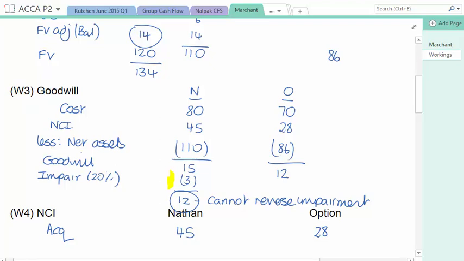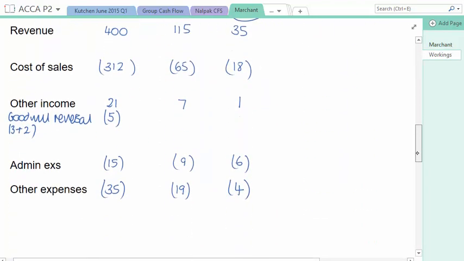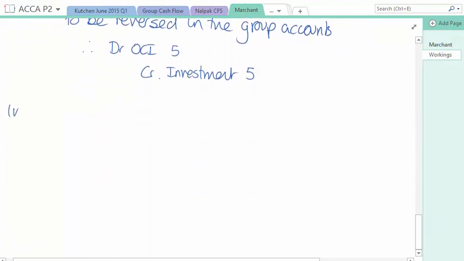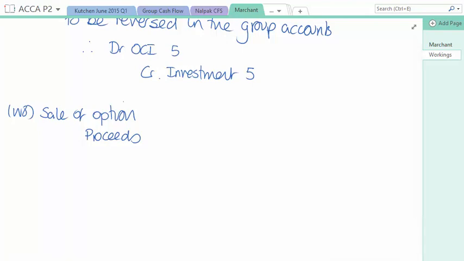On the 1st of November X3, Marchant disposed of a 40% Option interest for consideration of 50 million. So what I'm going to do now is open up a new working number 8, sale of Option. So we've got the sale proceeds. So we've sold the shares for 50 million.